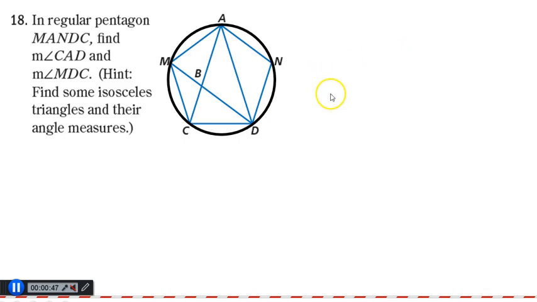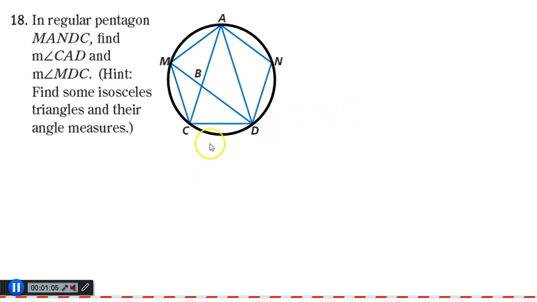circle, because any regular polygon can be inscribed in a circle, which means that I can draw a circle around this pentagon, and the vertices MANDC will be on the circle. Those are then the inscribed angles.